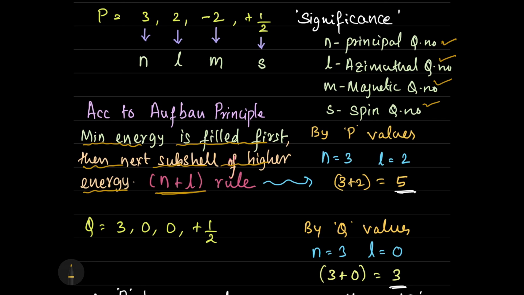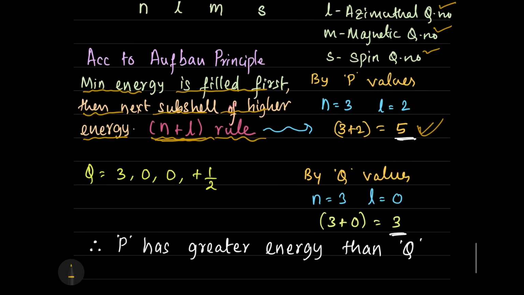By observing the P values, n is equal to 3 and l is equal to 2. Using the n plus l rule, 3 plus 2 is 5. If we observe the Q values, Q is equal to 3, 0, 0, plus half, so n is equal to 3 and l is equal to 0. This is the significance; you have to remember it while solving these questions.